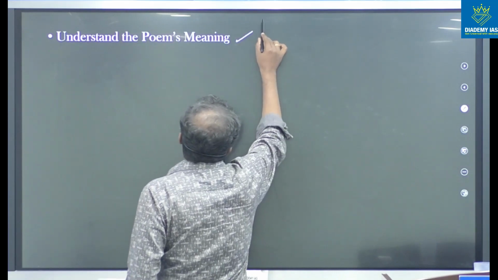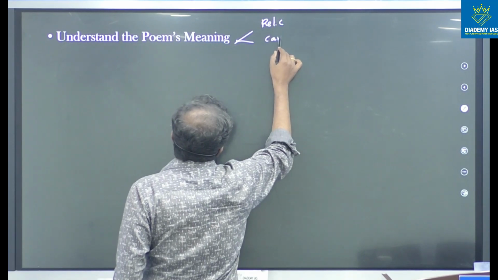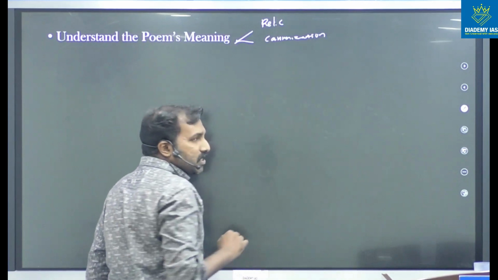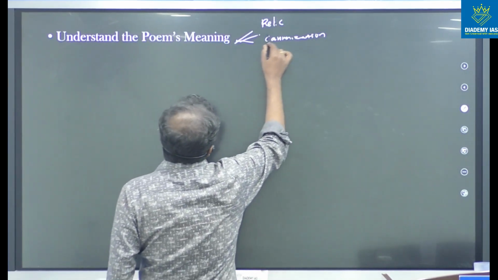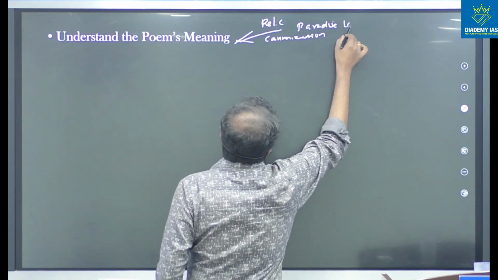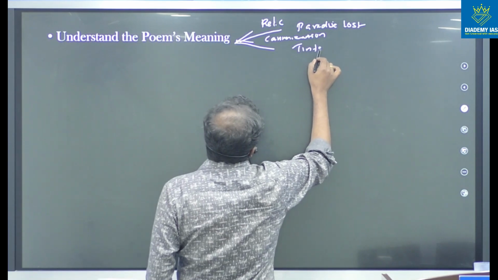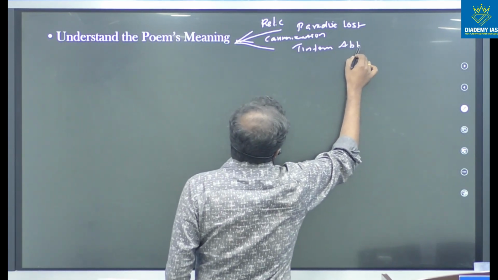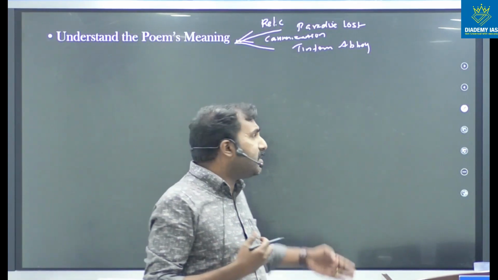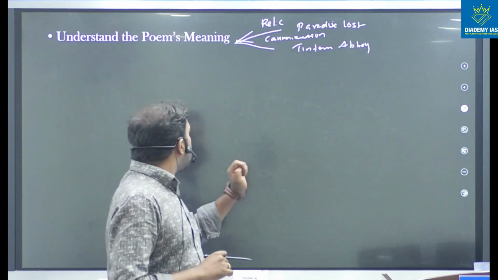I can give the examples of The Relic, and we have Canonization, the poem Canonization. We have the poem Paradise Lost, and we have the poem Tintern Abbey. So what is the meaning? What actually does this poem mean? Understand the meaning of the title of the poem.